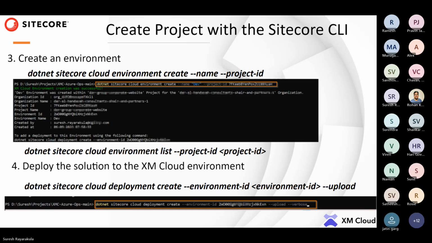Similarly, the XM Cloud deployment process deploys the image of your solution to a specified environment. It provisions and configures the necessary infrastructure. If you want to do that deployment, you again have to go to the command line and open your working directory. There you can run the command deployment create, provide your environment ID, and pass the flag called --upload.